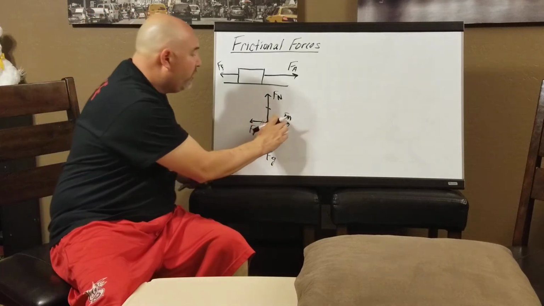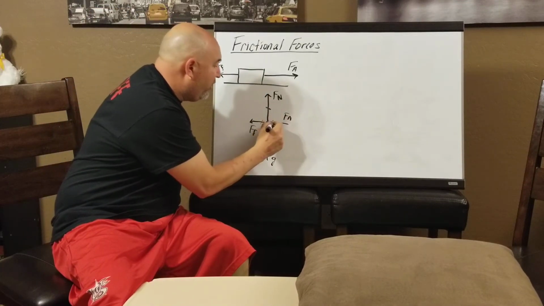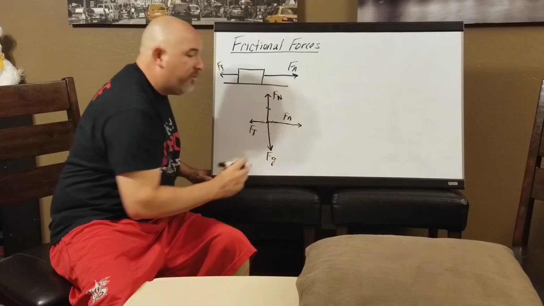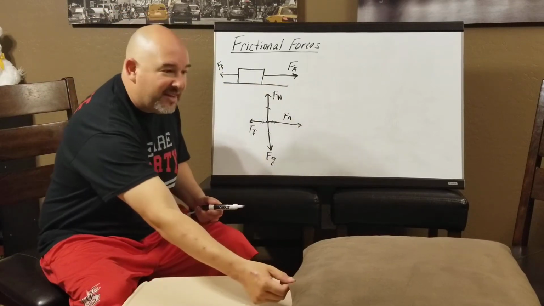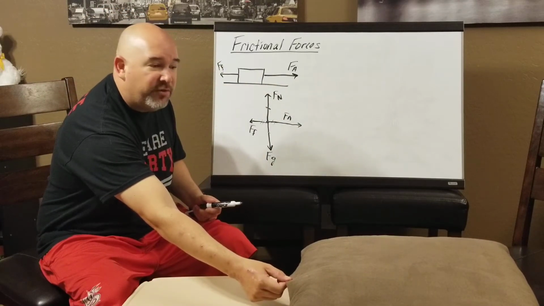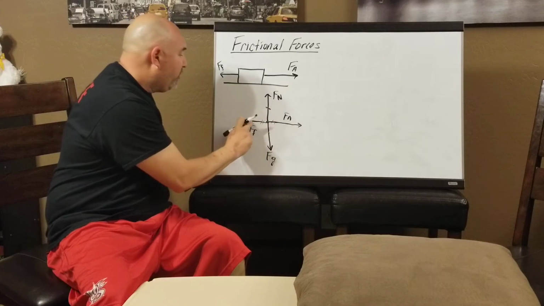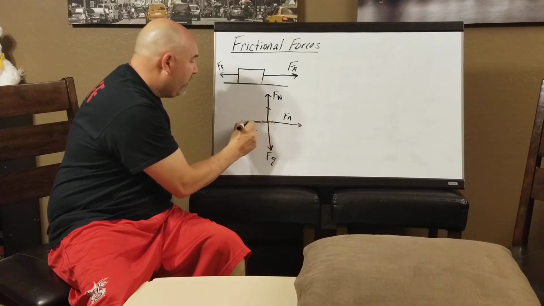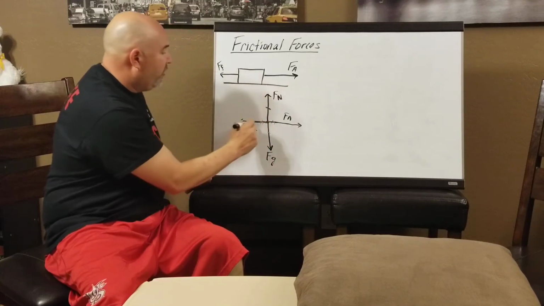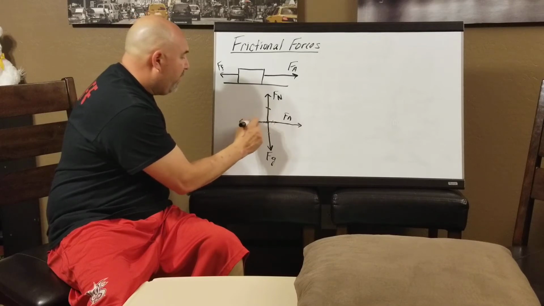Let's say I even pull harder than that. Okay, I get it really close to the point where it's getting ready to start moving. So it's like that threshold of moving right there. Well, my frictional force is going to extend out and still be equal. So these are still going to balance each other out.